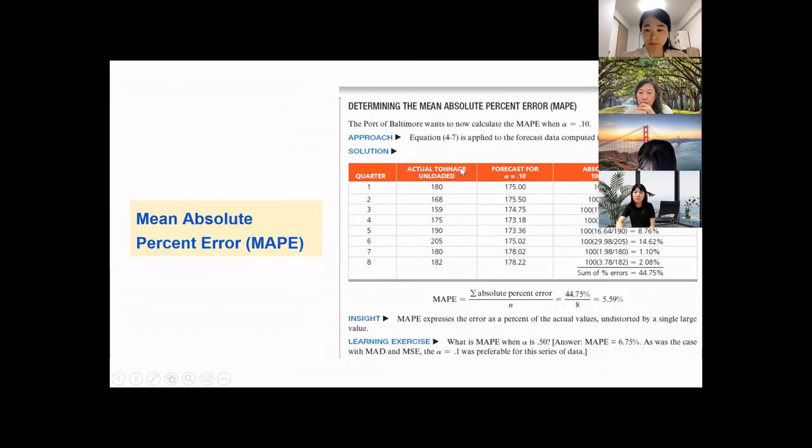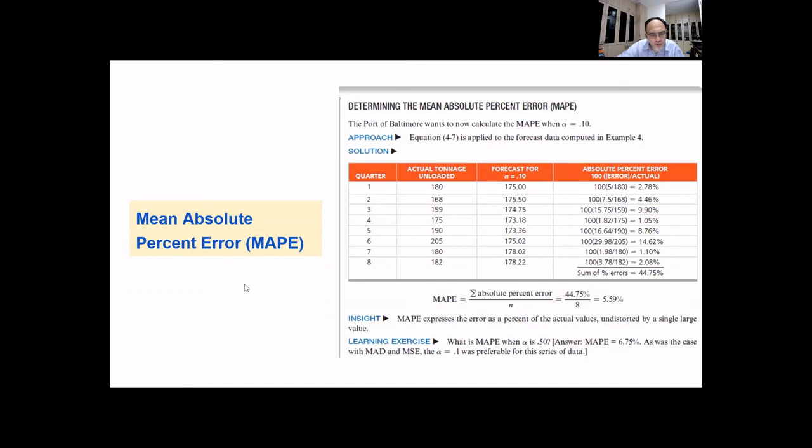This is very common in statistics, as well as this mean absolute percent error. Using the same thing, it is putting numbers into the formula. Okay, putting numbers into the formula and find the measure. So this is mean absolute percent error. Because it's percent, that's why it's in percentage, 2.78%, 4.46%, and so on. Okay, so in this case, using 0.1 is 44.71%. So you can do this for alpha 0.5, you can do this for alpha 0.3, and so on.